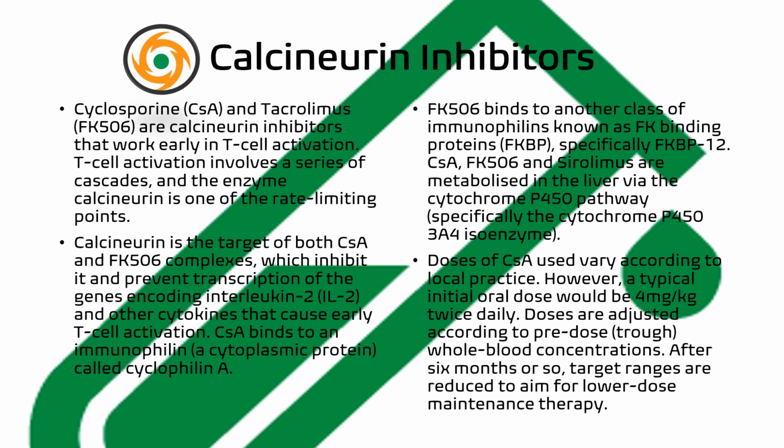CSA, FK506, and sirolimus are metabolized in the liver through the cytochrome P450 pathway, specifically the cytochrome P450 3A4 isoenzyme. Doses of CSA used vary according to local practice. However, a typical initial oral dose in the literature is around 4 milligrams per kilogram twice a day, and doses are adjusted according to pre-dose trough and whole blood concentrations.